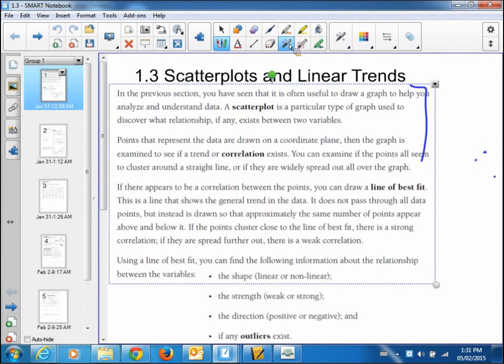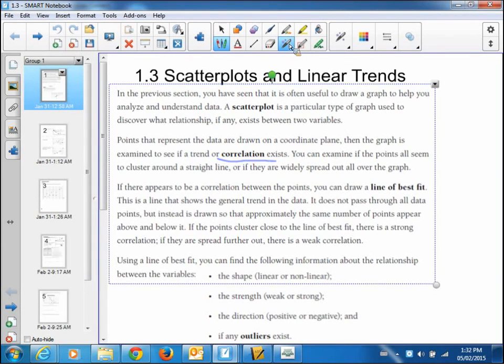In the previous section, you've seen that it's often useful to draw graphs that help you analyze and understand data. A scatter plot is a particular type of graph used to discover a relationship, if any exists, between two variables. Points that represent data are drawn on a coordinate plane, so graph paper kind of stuff. Then the graph is examined to see if a trend or a correlation exists. So a correlation is a trend or a connection between the two things you're looking at.